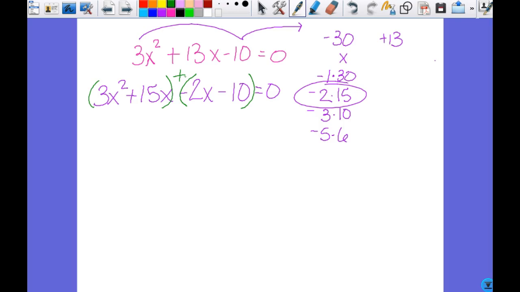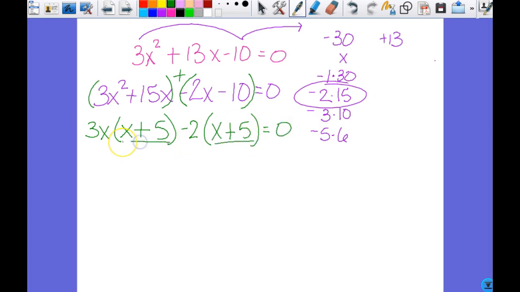Okay, so now you look at these, and you're going to factor out the GCF. What's the GCF in the first one? 3x. So I take the 3x, and I'm left with x plus 5. And then the GCF here is negative 2. And when I factor that out, I get x plus 5. You expect for these to match every time. Otherwise, this isn't going to work out too well for you, right?